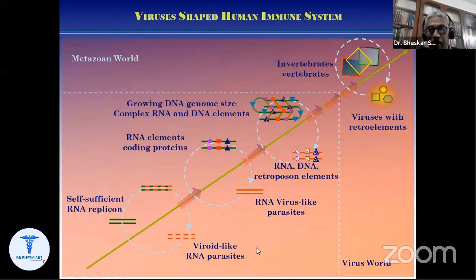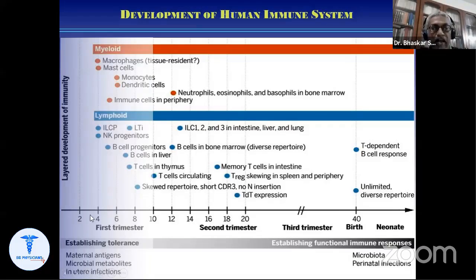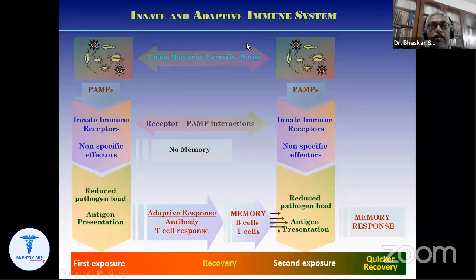And what we see here is that during the earlier period, I have made a bit of a position here. You'll see this is the tolerance establishing zone: tolerance to maternal antigens, microbial metabolites, and in utero infections. And later on, we keep accruing and establishing functional immune responses against microbiota or any perinatal infections. So what we get is, during this development, both the innate and adaptive immune system.